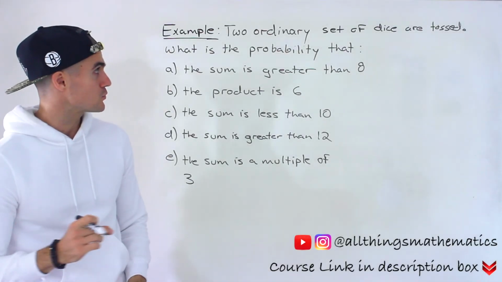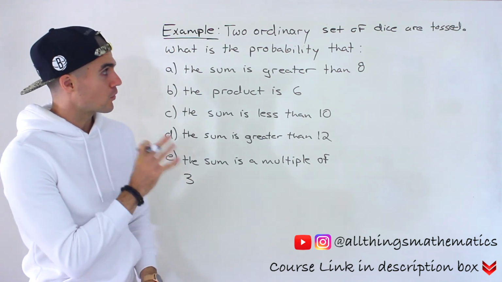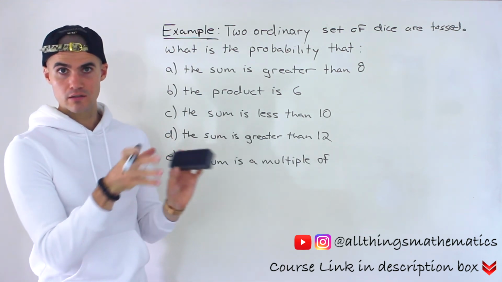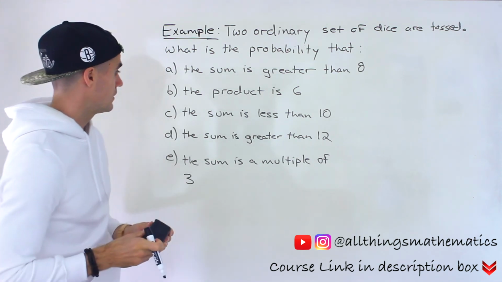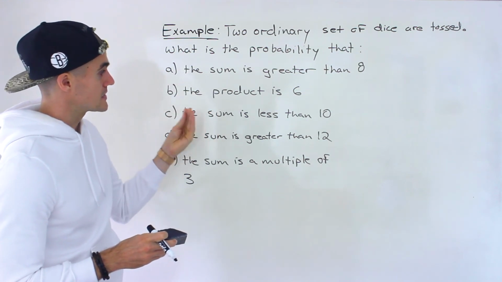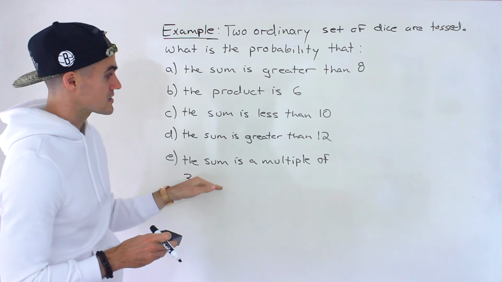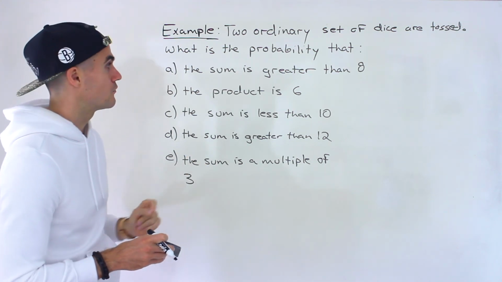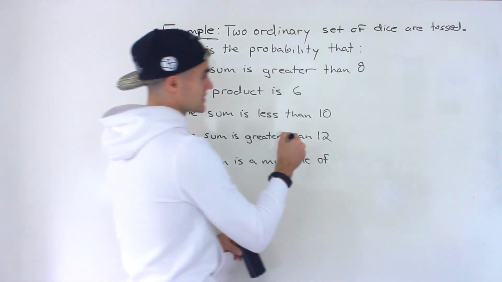In this next question, we're told two ordinary dice are tossed. An ordinary set of dice are numbered 1 to 6. We have to find the probability of these scenarios: the sum is greater than 8, the product is 6, the sum is less than 10, the sum is greater than 12, and the sum is a multiple of 3.